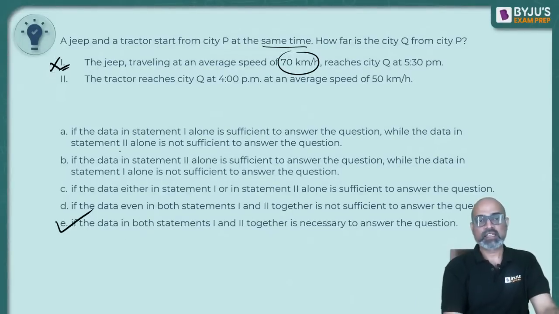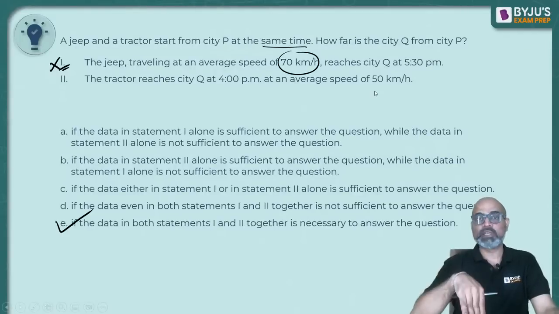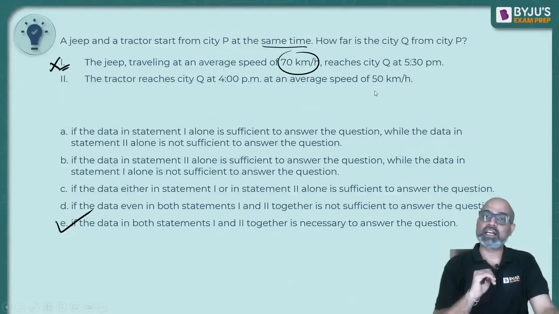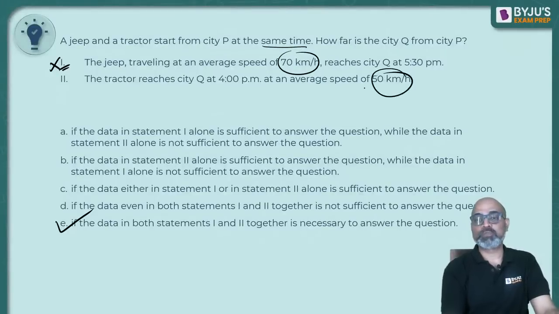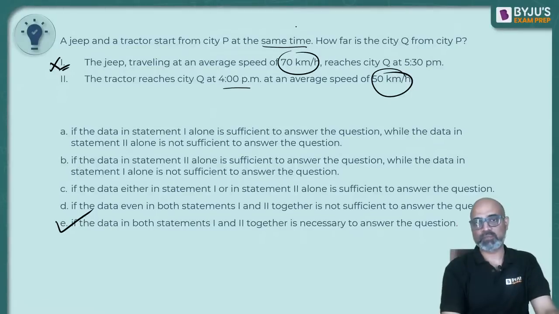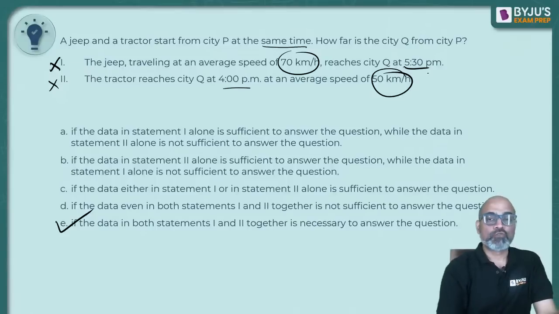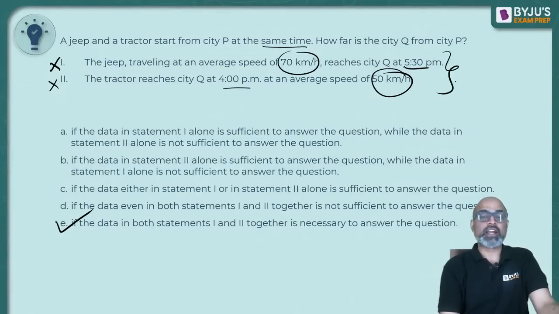Forget about first. Second, the tractor reaches CTQ at 4 p.m. at an average speed of 50 km per hour. Same चीज दे दिया पहले का copy second में, but instead of Jeep now we have tractor, right? So of course you won't be able to solve because speed is given and time of reaching is given. Time starting नहीं पता हमें. So just like I was not able to answer the first one, I won't be able to answer using the second one. है ना? When you are not able to do this, you will go ahead and combine them.